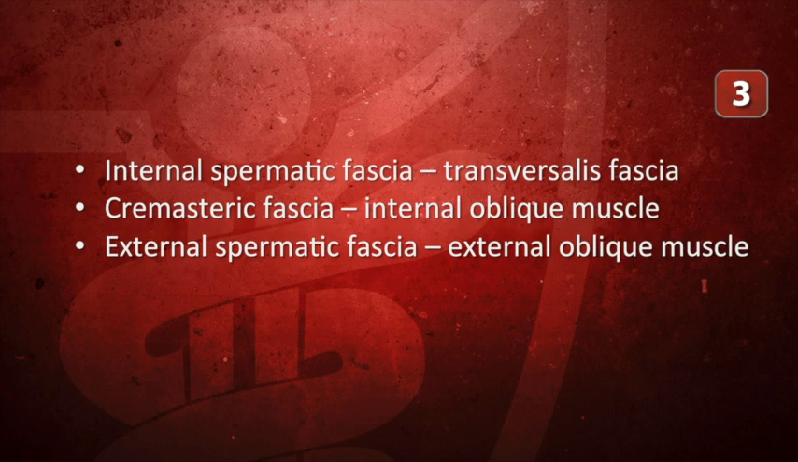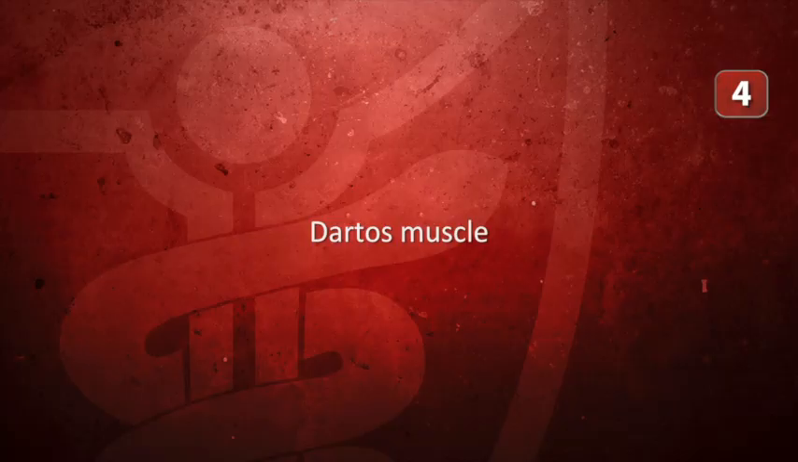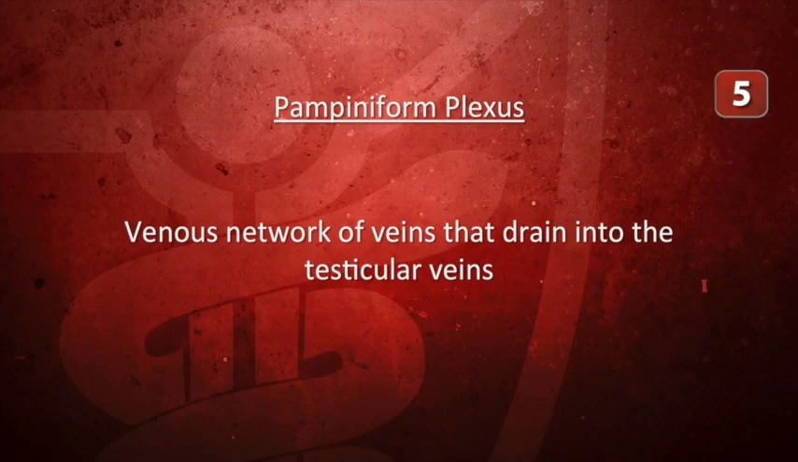Next, what are the fascial layers surrounding the spermatic cord, and from where do they arise? So the layers include the internal spermatic fascia, which arises from the transversalis fascia. You have the cremasteric fascia, which arises from the internal oblique muscle. Then you have the external spermatic fascia, and that arises from the external oblique muscle. Next, which muscle is responsible for the wrinkling of the skin of the scrotum in the presence of cold? That's the dartos muscle. Next, what's the pampiniform plexus? It's a network of veins that drain into the testicular veins.